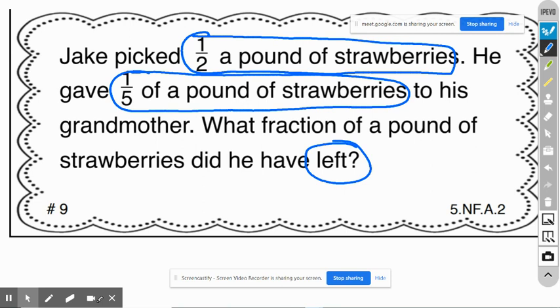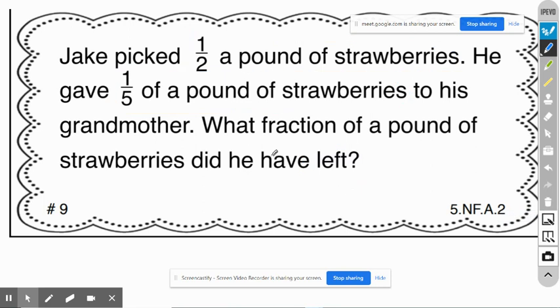What operation do you think you're going to use? These two, the wordings here match completely the same. Jimmy, subtraction. Very good. The two things that I'm looking at, the wording is the same, and they say what is left. If it were meant to be a multiplication, it would not say left. It would say how much did he actually give to his grandmother.